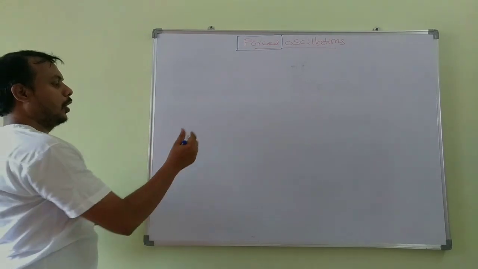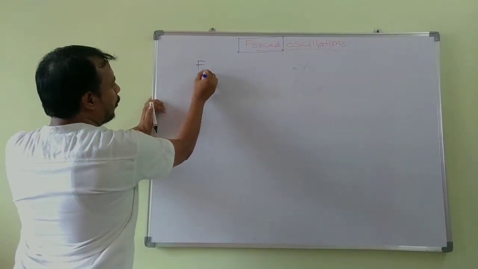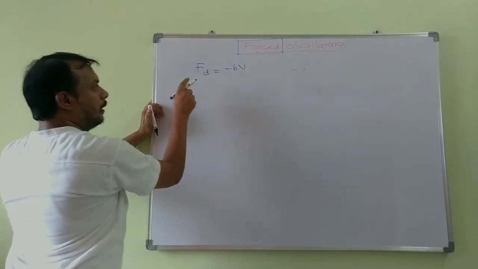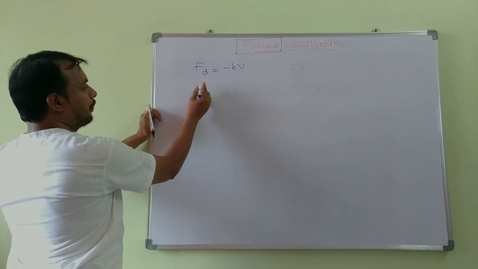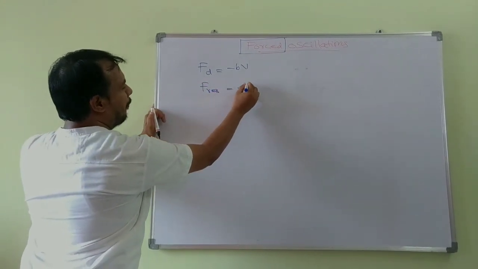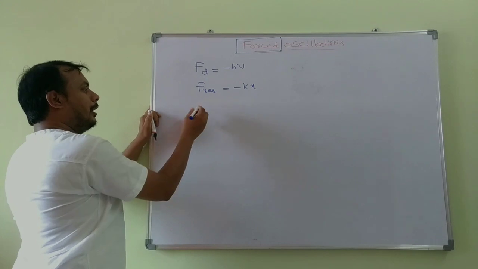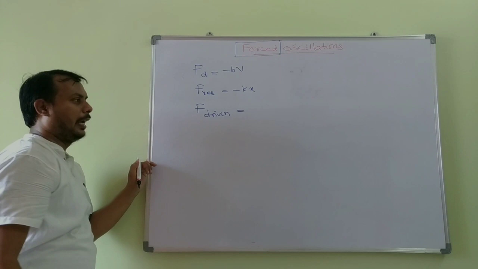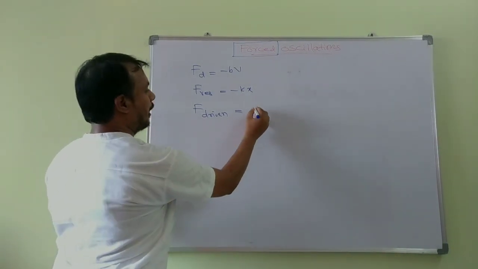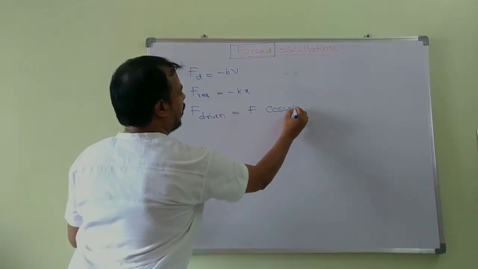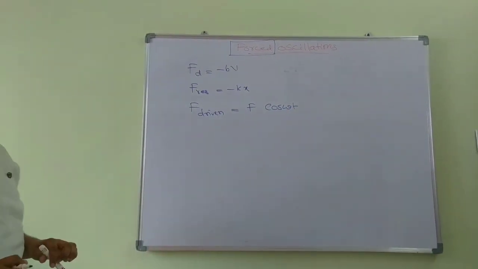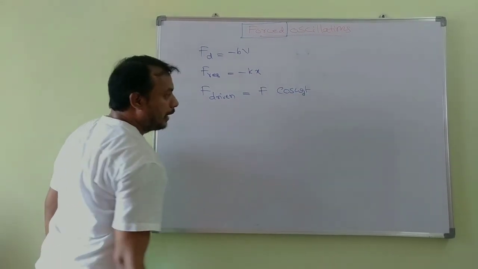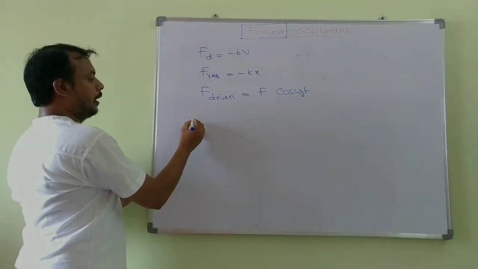So in forced oscillations, how many forces are acting on the body? First one is the damping force. Already we wrote that, it is minus bv, the damping force, and restoring force minus kx. The external force is a driven force, which can be written as F cos omega t. So here omega is the angular frequency, the driven frequency. I am writing F cos omega d t.